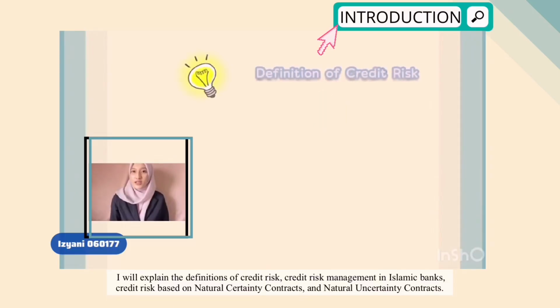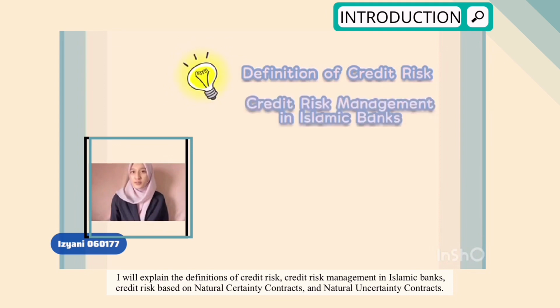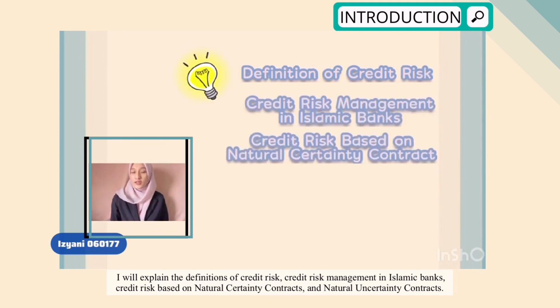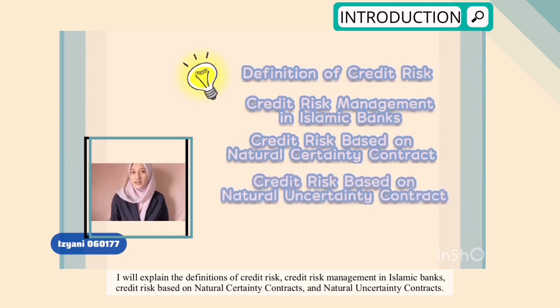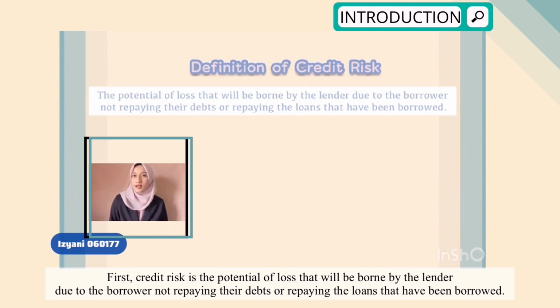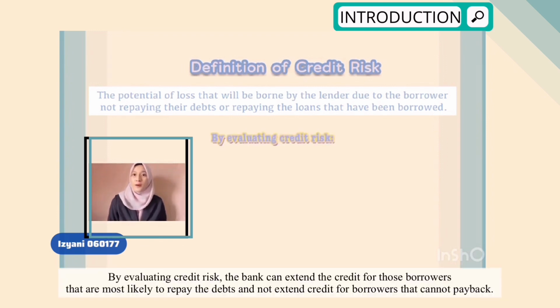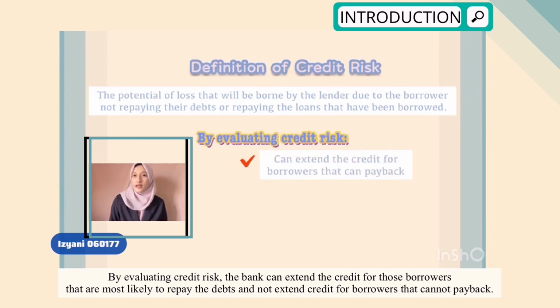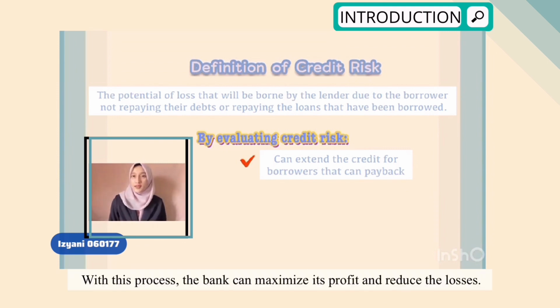I will explain the definitions of credit risk management in Islamic banks, credit risk based on natural certainty contracts, and natural uncertainty contracts. First, credit risk is the potential of loss that will be borne by the lender due to the borrower not repaying their debts or the loans that have been borrowed. By evaluating credit risk, the bank can extend credit to those borrowers that are most likely to repay the debts and not extend credit to borrowers that cannot pay back. With this process, the bank can maximize its profit and reduce the losses.